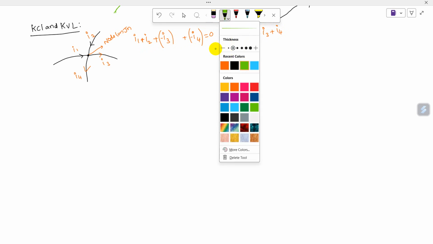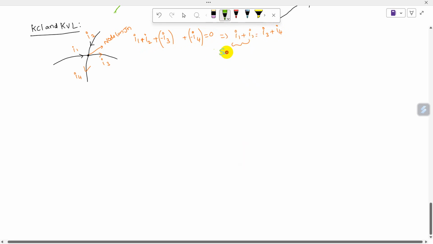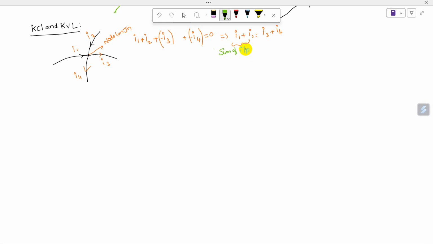So what it means, this is the sum of incoming currents equal to sum of outgoing currents.